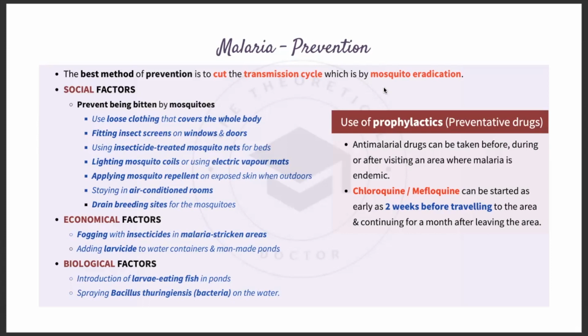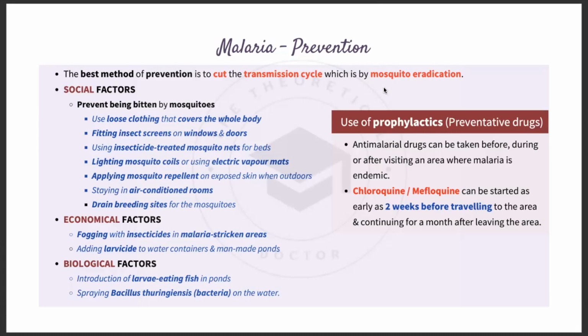Use insecticide-treated mosquito nets for bed. Light mosquito coils or electric vapor mats. Apply mosquito repellent if you're an outdoorsy person. Stay in air-conditioned rooms. And drain breeding sites for mosquito. Apart from that, you can use fogging as well in malaria-stricken areas to kill the mosquito, or add larvicide to water containers and man-made ponds to kill the larvae.